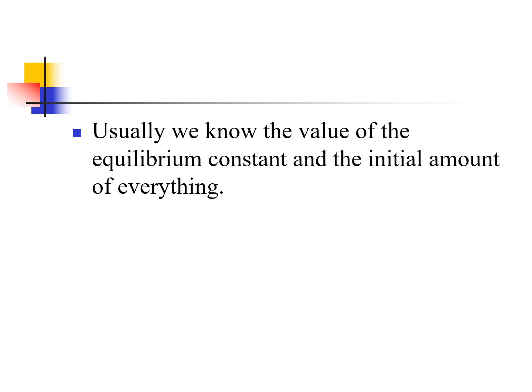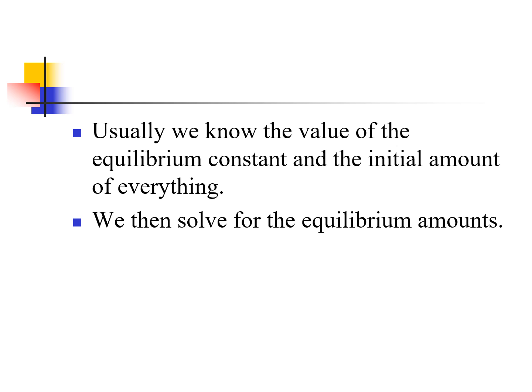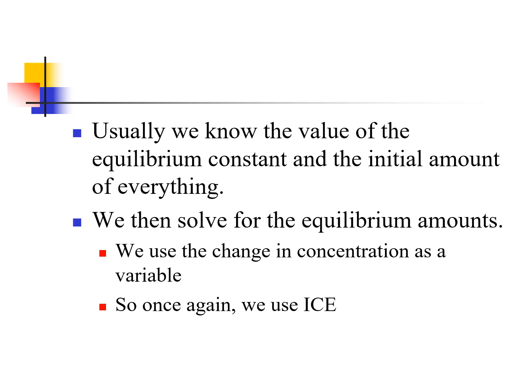Now, unfortunately, it's very rare to know all but one of the equilibrium amounts. Chances are we know the equilibrium constant because we can look that up, and we know the initial amount of everything because that's what we added. Then we have to solve for the amounts at equilibrium, and that's what we're going to see how to deal with. Luckily, we deal with this with ICE.